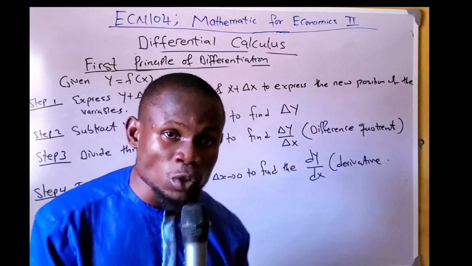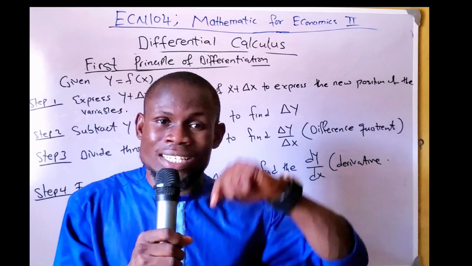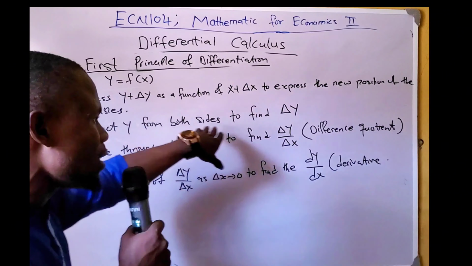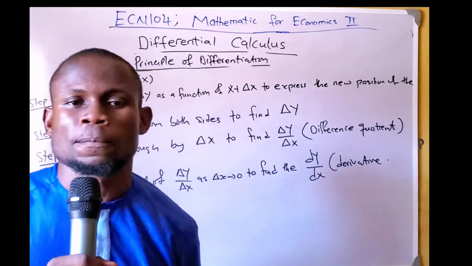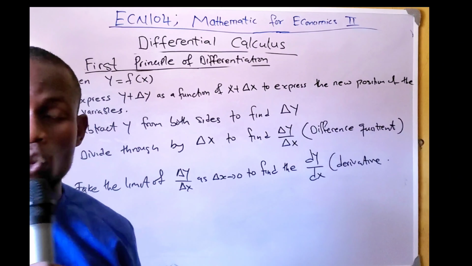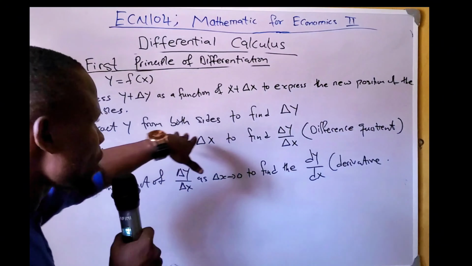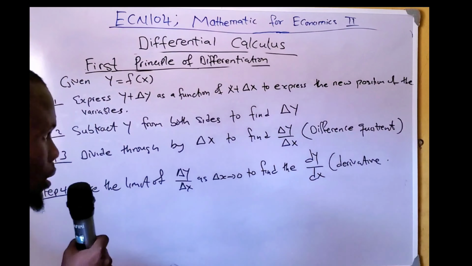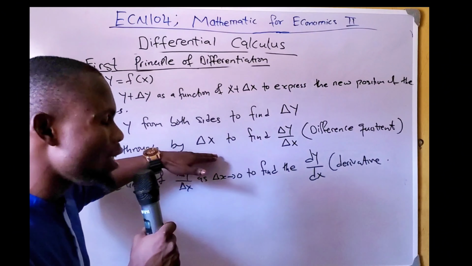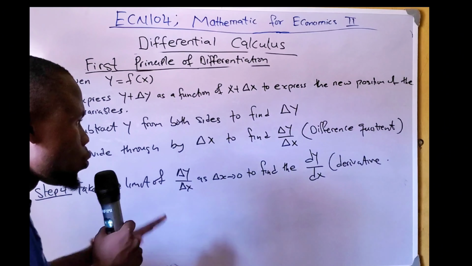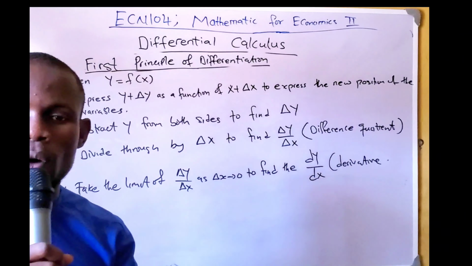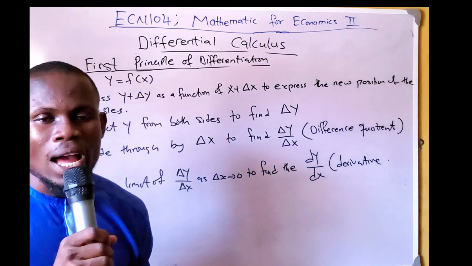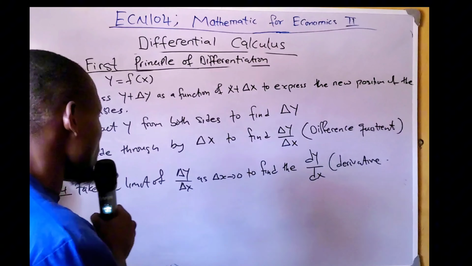After you have put in these variables in their new positions, the next thing you do is subtract y from both sides to find change in y. We need to find our change in y, so we subtract y from both sides. Whatever we have gotten by subtracting y from both sides is what we act on in step 3, where we divide through by change in s, so that we find change in y over change in s, which is the difference quotient.